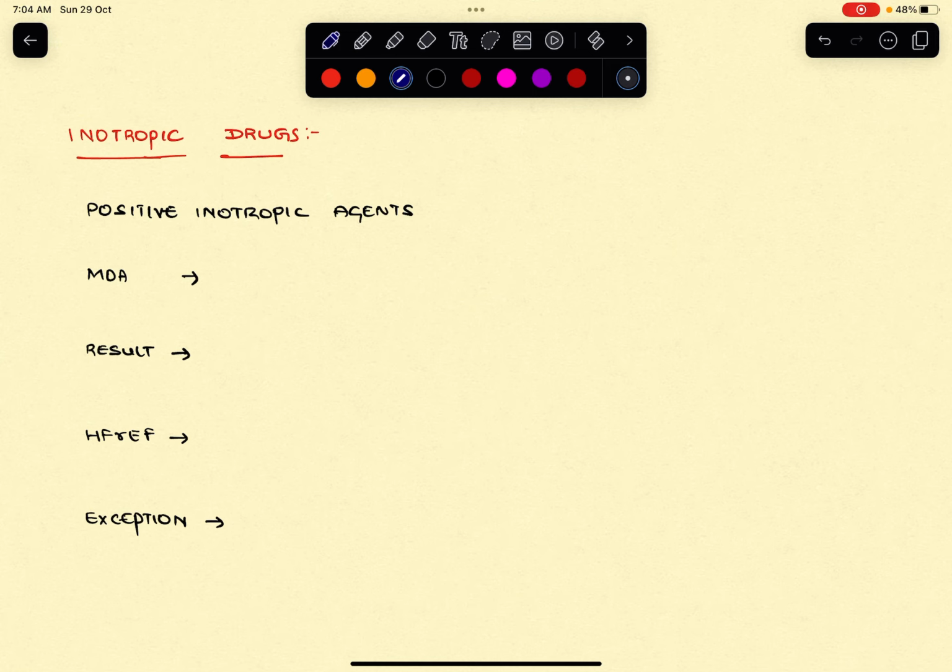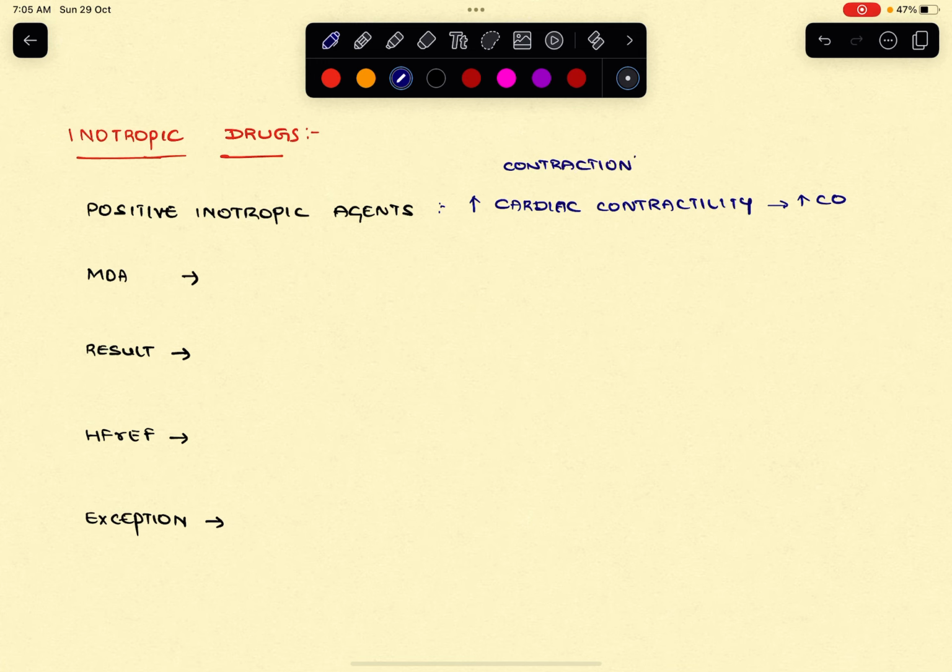So coming to the positive inotropic agents, that means basically they are going to increase the cardiac contractility. Please remember, these drugs are going to increase the cardiac contractility. So by increasing the cardiac contractility, it will increase the cardiac output in case of the failing heart. So basically it causes the cardiac muscle contraction. So what is the mechanism of action?